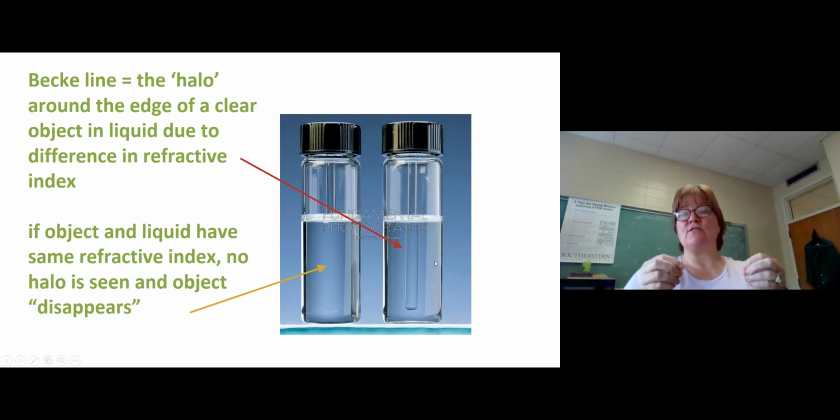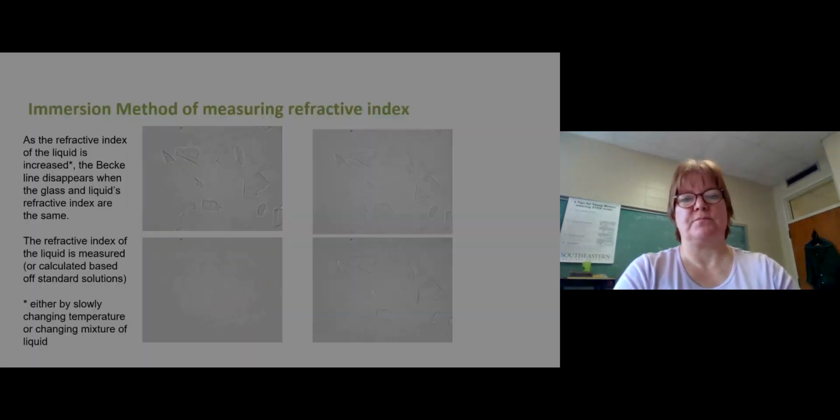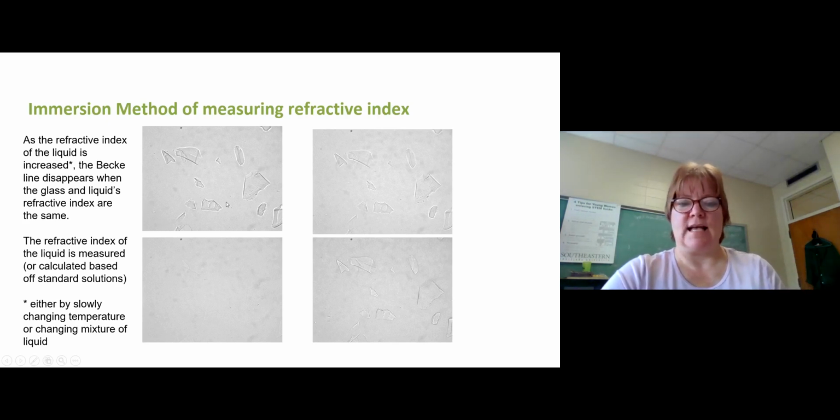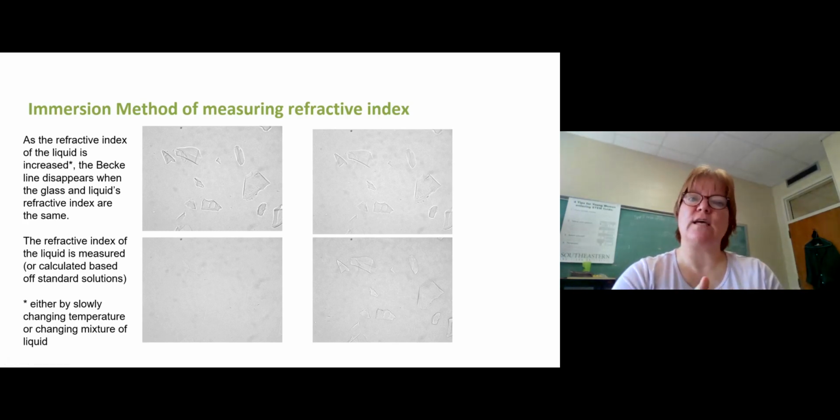So I'm going to change the liquid until the piece of glass disappears. And at that point, if I know what the refractive index of the liquid is, I know what the refractive index of the glass is. So the idea is that I have my shards in this particular liquid. As I change the liquid, there's a couple of ways we can do it. It can be done by adding some other substances to it. There's also a bit of a temperature effect, so I can control the temperature. In the professional machines, that's actually what's going on: they're doing a controlled temperature change of the liquid.